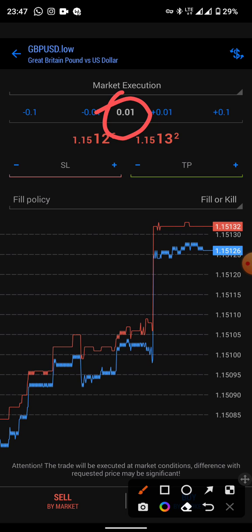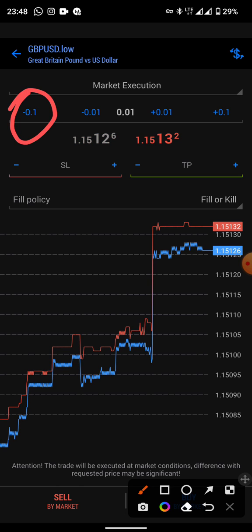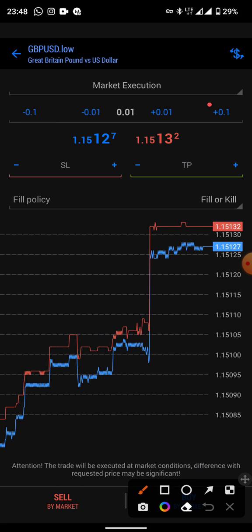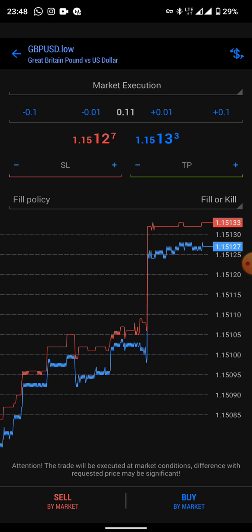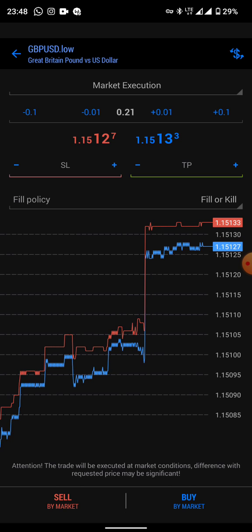Let's start with the first one, which is minus 0.1. Minus 0.1 means you are changing the first decimal, so you are reducing the first decimal. I think it's already set to 0, so we should rather use plus 0.1 to increase it. Now when you hit it you're going to have 0.10 because you are increasing the first decimal. If you hit it again you get 0.20.